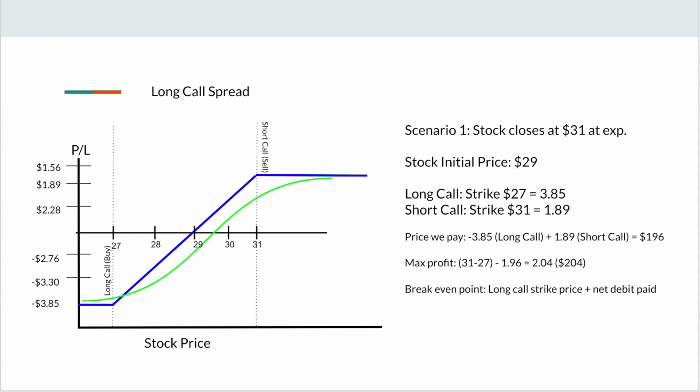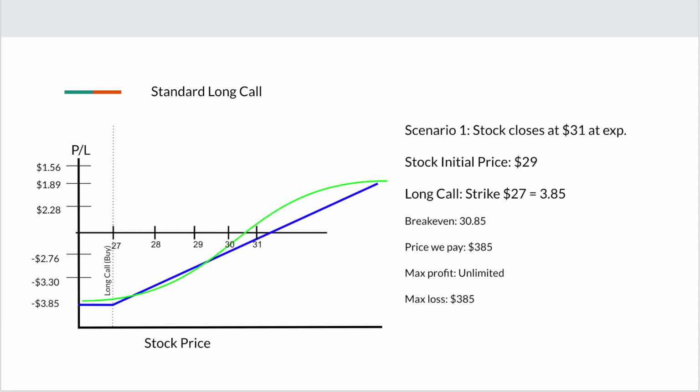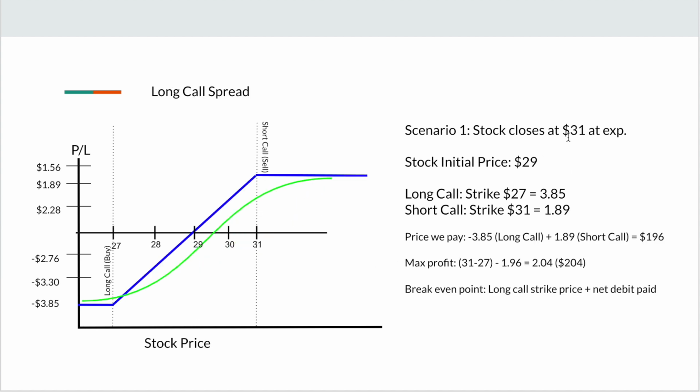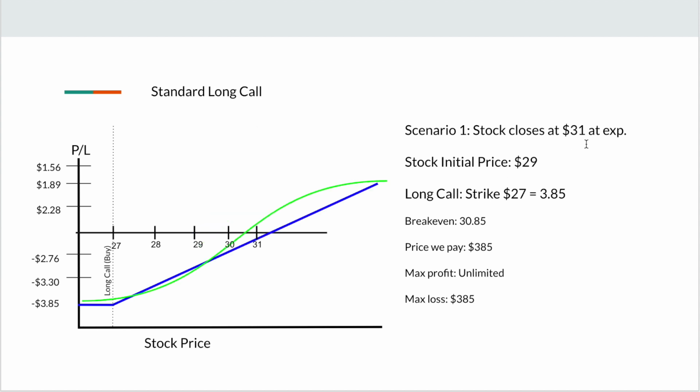So let's compare the profit potential between the long call spread and the standard long call at expiration if the stock expired at 31. With the standard long call, if the stock expired at 31, then you would only be making 15 bucks. The way you calculate that is you take your break even and subtract that from the point at expiration. So whatever the stock expired at, you subtract 31 from 30.85, and you only end up making $15 on this long call if held till expiration. So as you can see, you risked a lot more for a small gain.